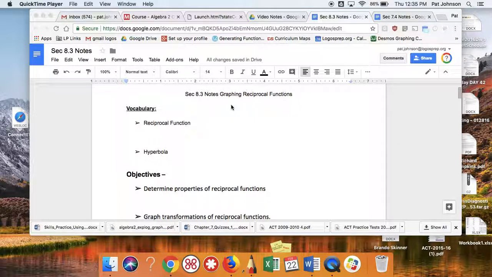Hello, this is video section 8.3, video notes and video on graphing reciprocal functions. So again, we've been graphing different kinds of functions and there's a pattern. We have a transformation equation that we use. But first let's identify what our function is that we're going to be doing here.